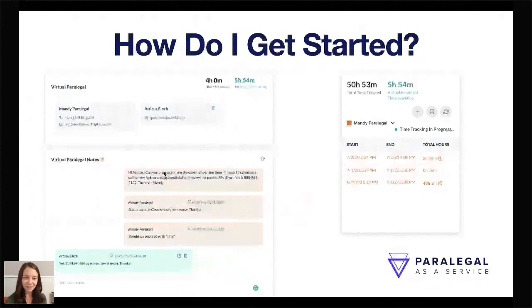I'll get to this in a little bit, but the paralegal is actually going to give you a call and talk with you just to get to know you, especially in the beginning. We do think this is a working relationship that you're establishing, so we do want you to get to know each other and know what your working preference and style is.